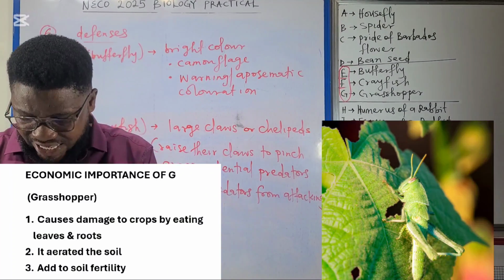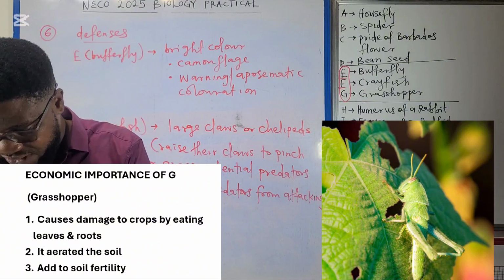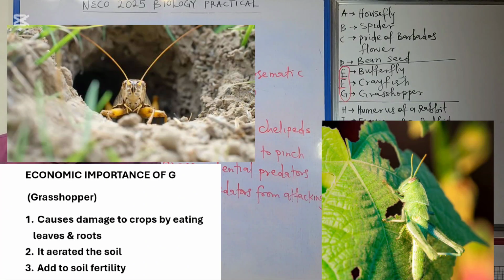grasshopper is that they damage crops by eating leaves and roots. They even burrow into the soil, eat roots as well. So they cause damage to crops. Also, when they try to burrow into the soil, they free the soil, thereby aerating the soil. Air can come into the soil. Also, when they pass feces to the soil, they add to soil fertility. Those are 3 economic importance of specimen G, talking about grasshopper. And that just about ends question 7.